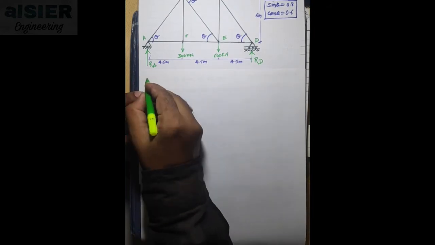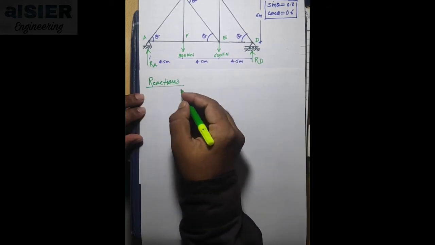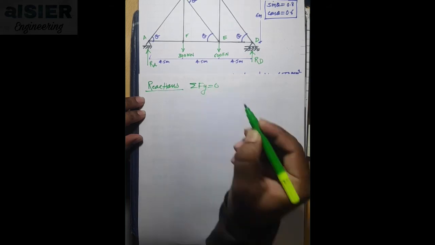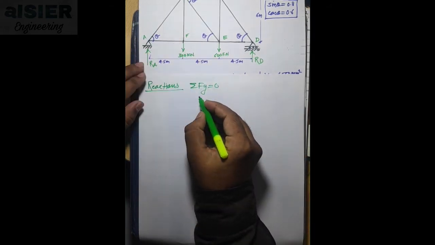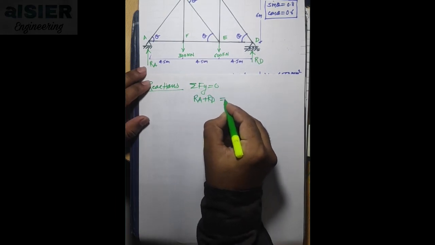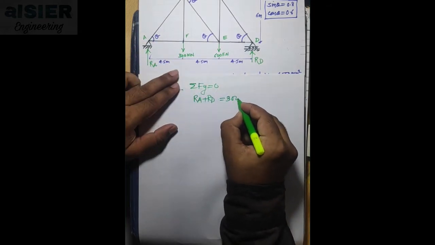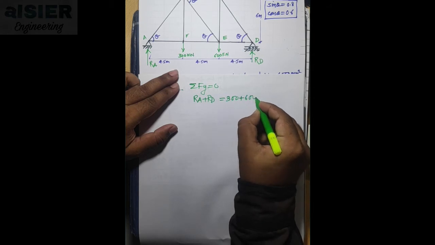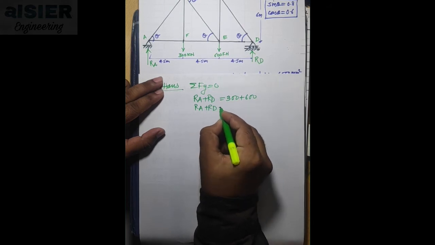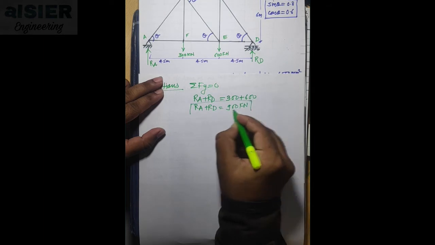So for calculation of reactions, we will do summation of Fy equal to 0. RA and RD are going upward, therefore RA plus RD we write on the left side of equal to, and downward forces we write on the right side of equal to. So we get RA plus RD is equal to 900 kilonewton.